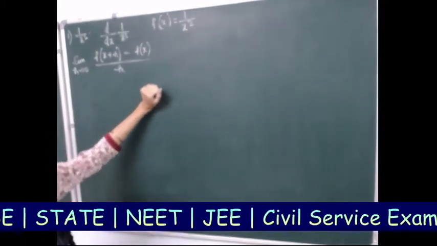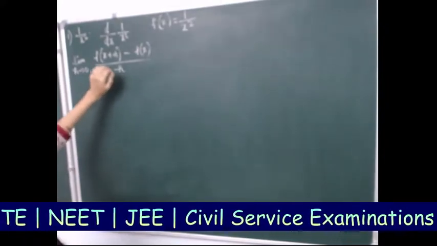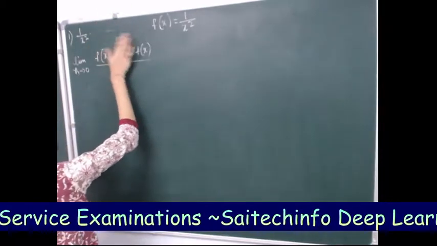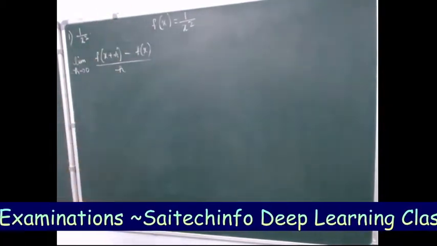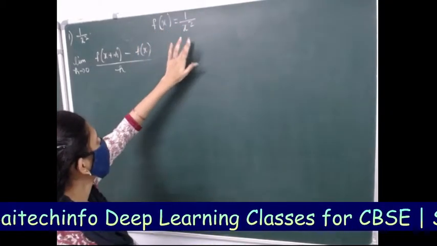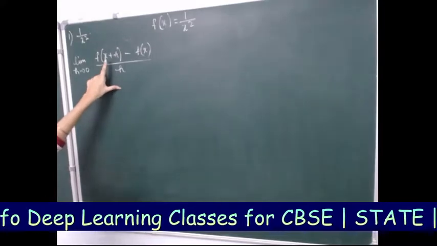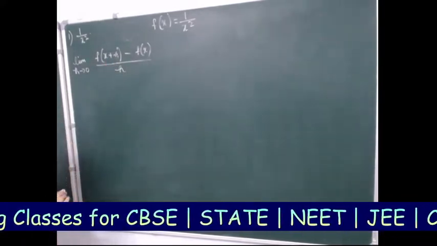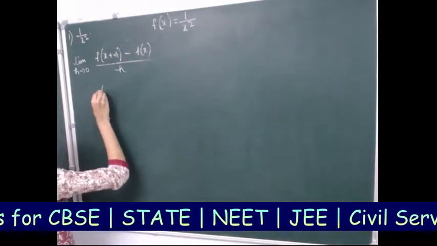Erase the d by dx of 1 by x square. So, you can erase that one, because you are going to adopt only the first principle. So your f of x is equal to 1 by x square. So in place of x square, I have to substitute the x plus h. You can mention applying differentiation of 1 by x square, applying first principle.